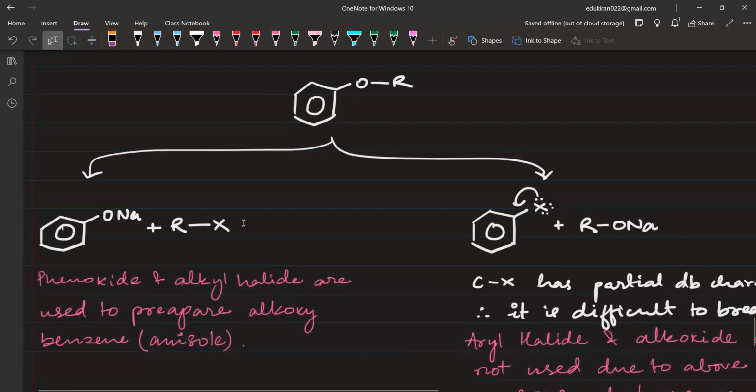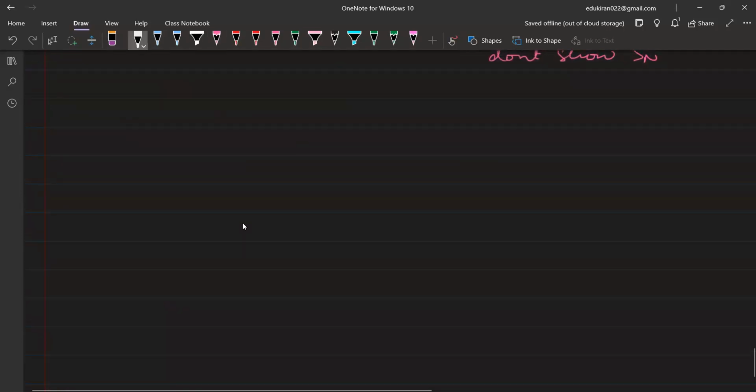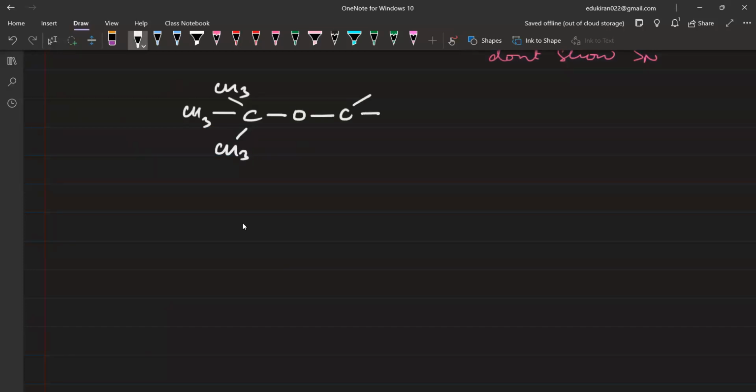ठीक है? इसके बाद एक और पॉइंट लिखिएगा इसी में। For example, if you want to prepare ditertbutyl ether, that is carbon with 3 CH3 groups, oxygen, and then carbon again with 3 CH3 groups. ठीक है? Now for sure, both of these carbon atoms are 3 degree carbon atoms. So for this you will need alkoxide which is 3 degree, and you will also require alkyl halide which is 3 degree. And since 3 degree haloalkane is going to give you alkene, that is why we cannot prepare this molecule.